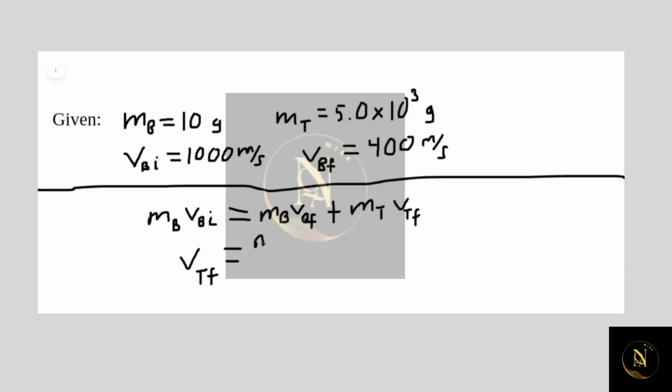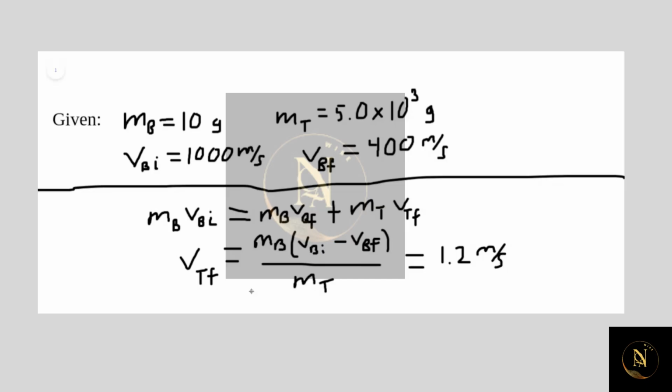This is equal to the mass of the bullet multiplied by the difference between the initial velocity and the final velocity of the bullet, divided by the mass of the target. And we converted the mass of the target from kilograms into grams, so we can compare that with the mass of the bullet here. And since there's 1,000 grams in every kilogram, it's 5 times 10 to the third grams. So you plug those values into this expression, and it comes out to be 1.2 meters per second.